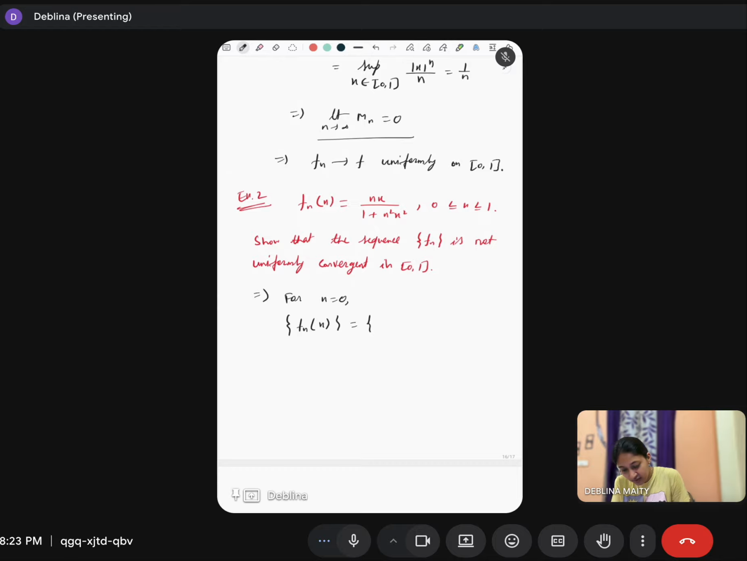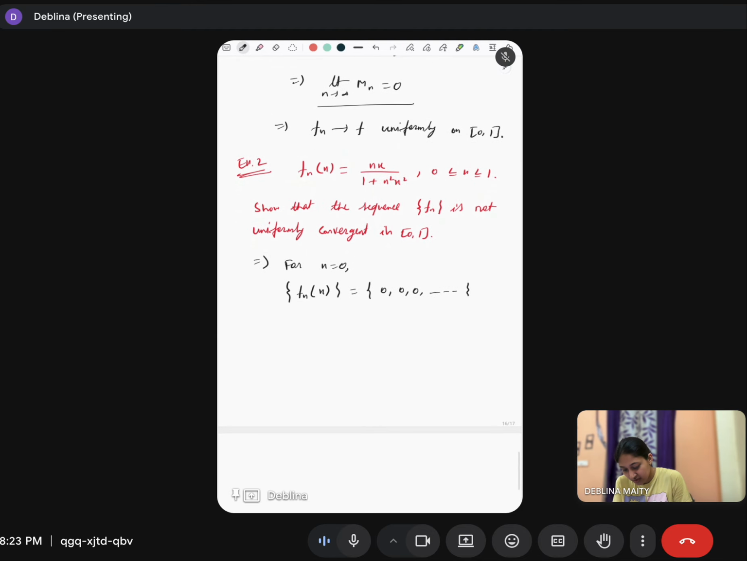This is what? The first term is also 0. We are just putting 0 in fn(x), x equals 0. So this is the 0 sequence. So this means fn(x) goes to 0 for x equals 0.